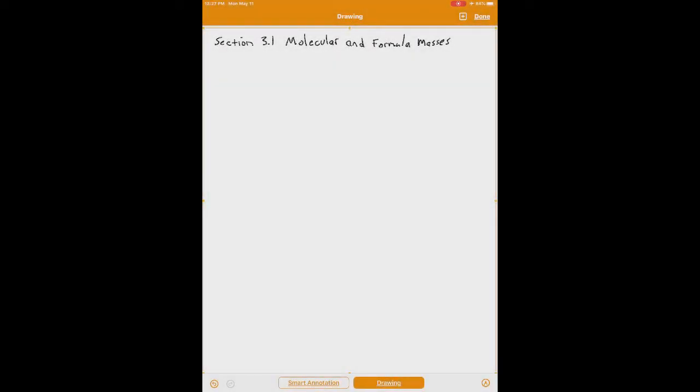Okay, here's a section 3.1 lecture, molecular and formula masses. So we're going to talk in this very short section about how to solve a particular type of problem. It's essentially based on the idea that each atom of each element has a mass, and those masses are cataloged in the periodic table. We call them the atomic masses of the elements.